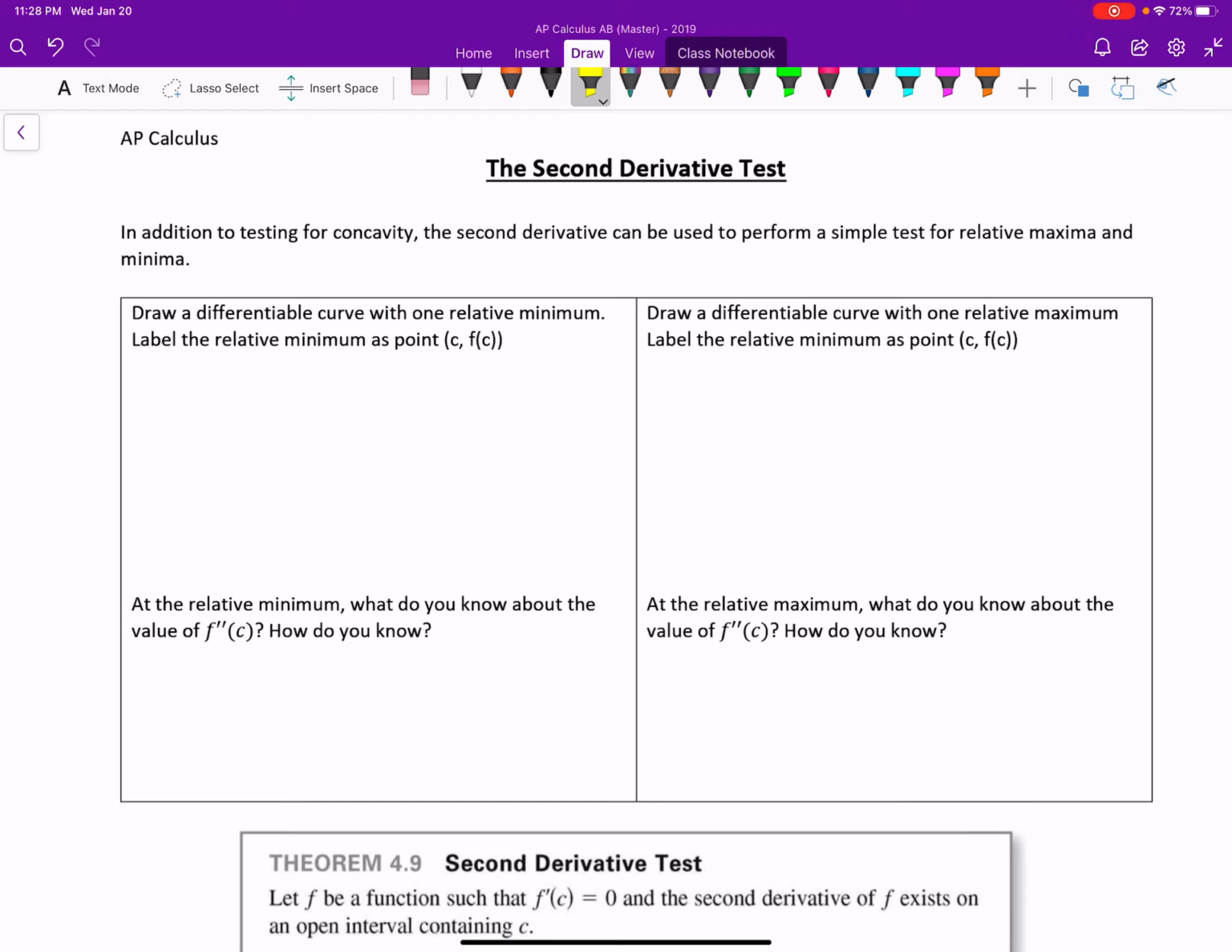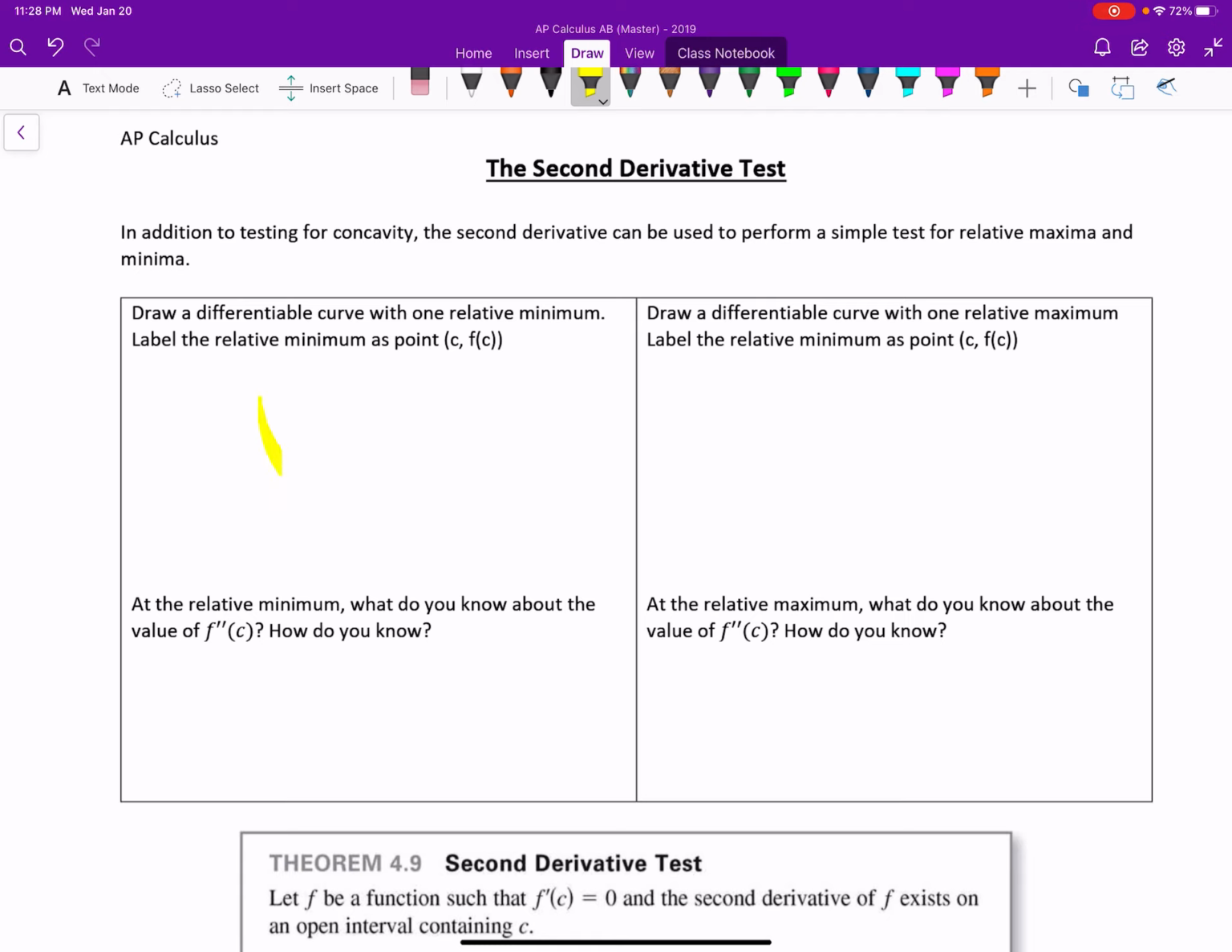So the second derivative test, I first want you to draw these particular cases. It says here, in addition to testing for concavity, the second derivative can be used to perform simple tests for relative maxes and mins. So I want you to draw a differentiable curve, remember, that means smooth, with one relative minimum.